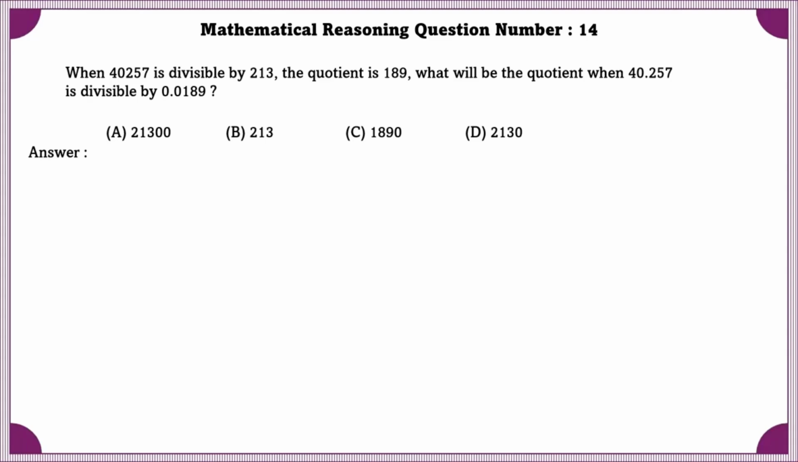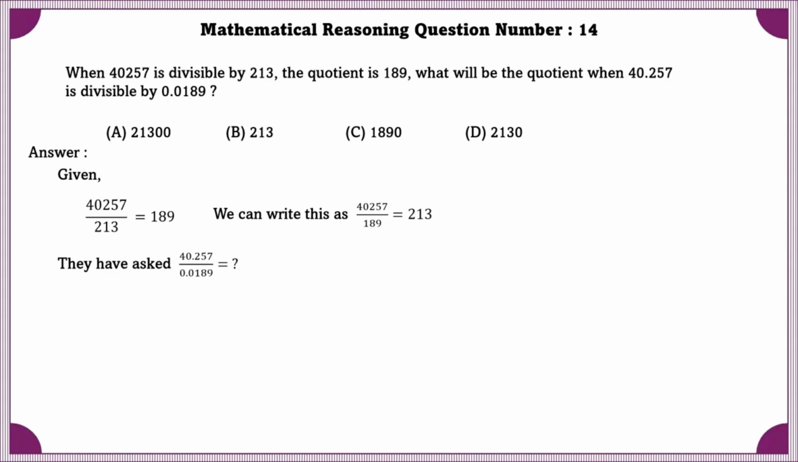Mathematical reasoning question number 14. When 40,257 is divisible by 213, the quotient is 189. What will be the quotient when 40.257 is divisible by 0.0189? Given 40,257 by 213 is equal to 189, we can also write this as 40,257 by 189, which is equal to 213. Just keep this in mind for now. We will use it later.